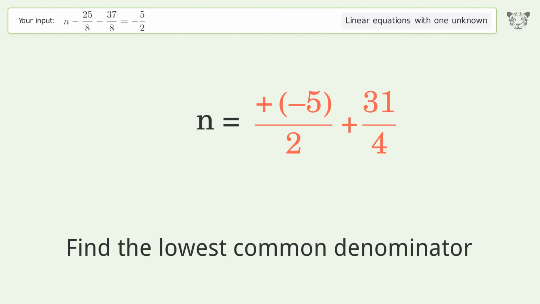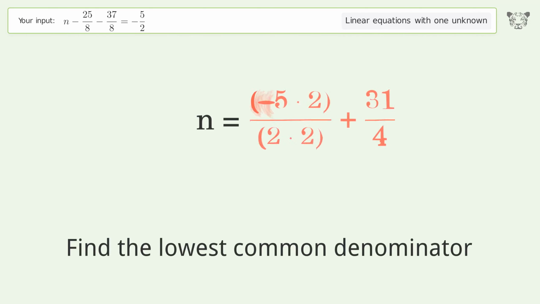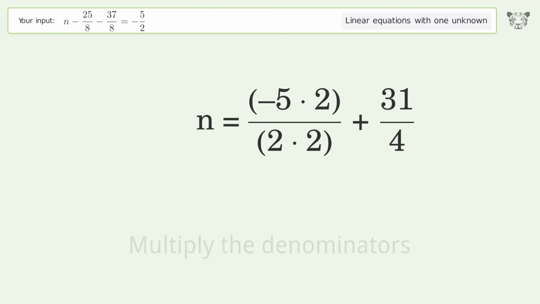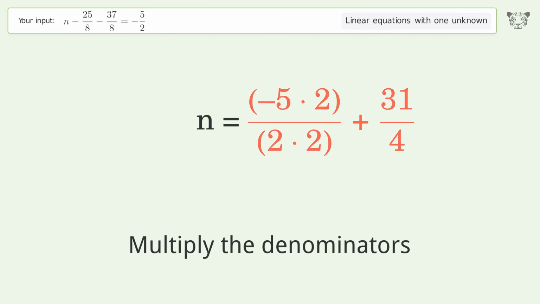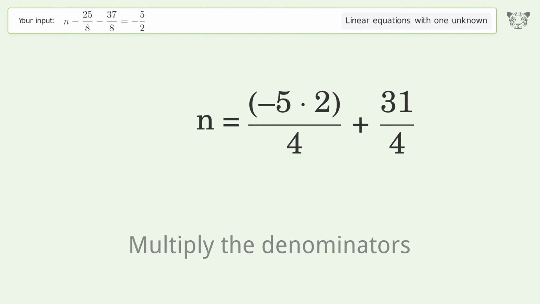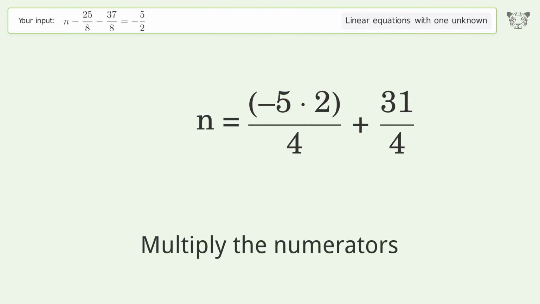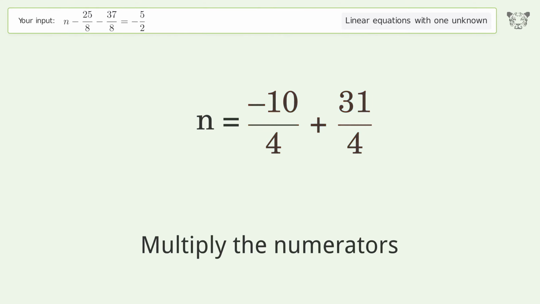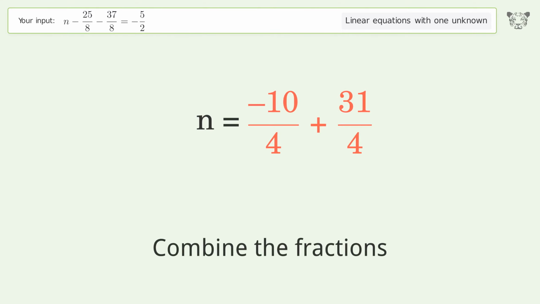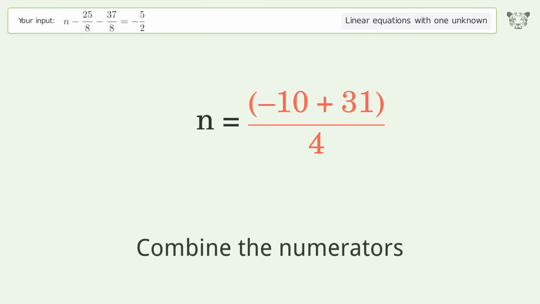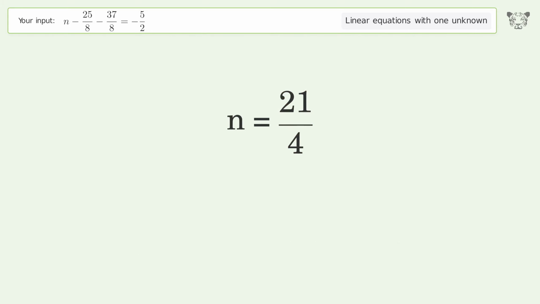Find the lowest common denominator. Multiply the denominators. Multiply the numerators. Combine the fractions. Combine the numerators. And so the final result is n equals 21/4.